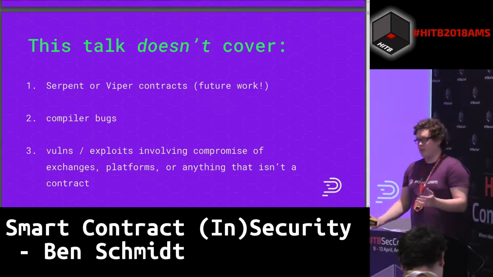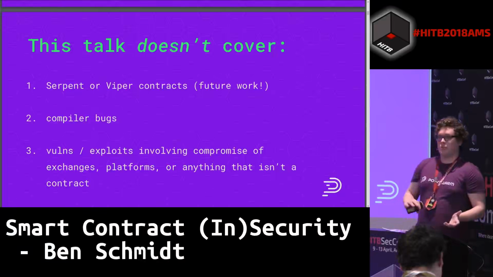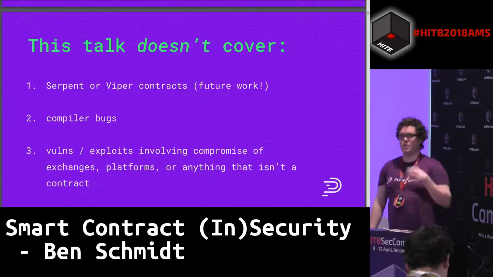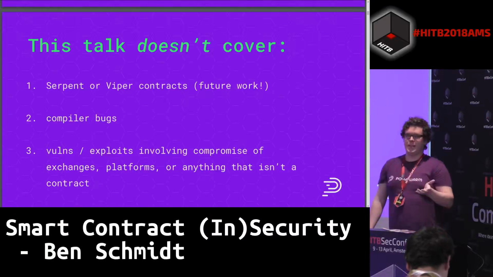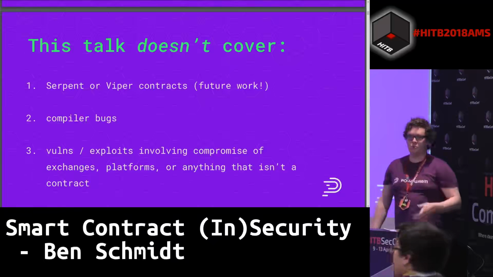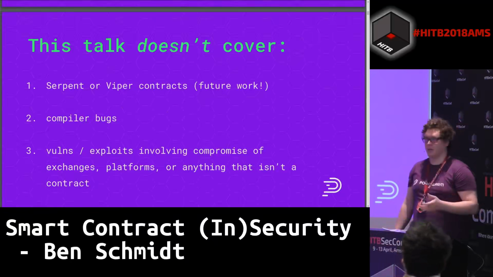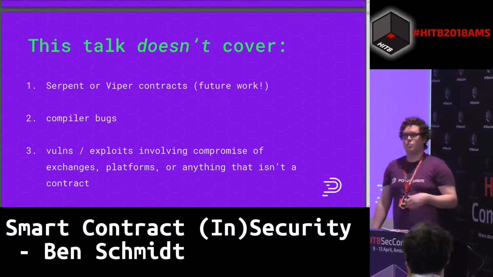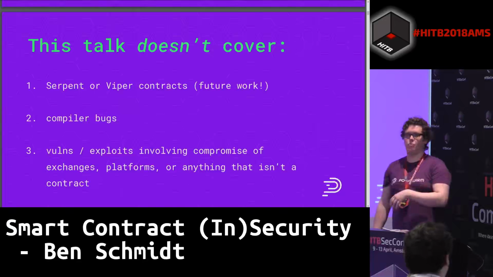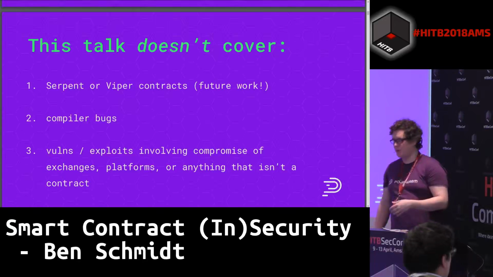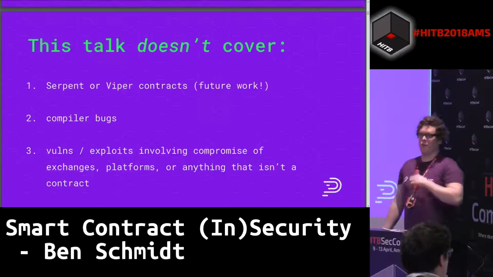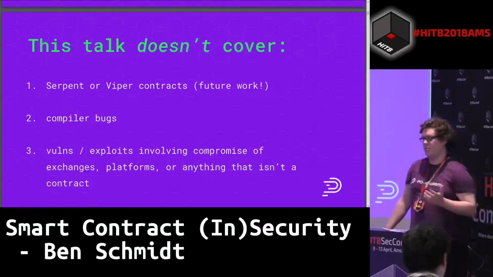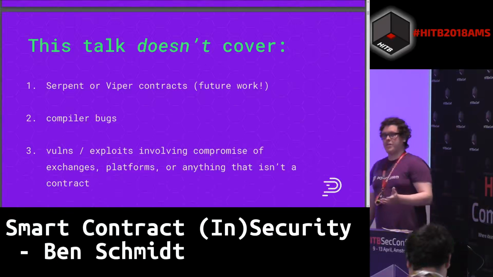What we're not covering today are vulnerabilities in contracts written in other languages. Serpent is an older language that's sort of Pythonish and is no longer really used. There have been some interesting vulnerabilities in that, but we're not going to talk about those today. Viper is a new language being developed right now that will allow for the application of formal methods to Ethereum smart contracts. That language is still in development, and there's not really anything deployed that uses it.